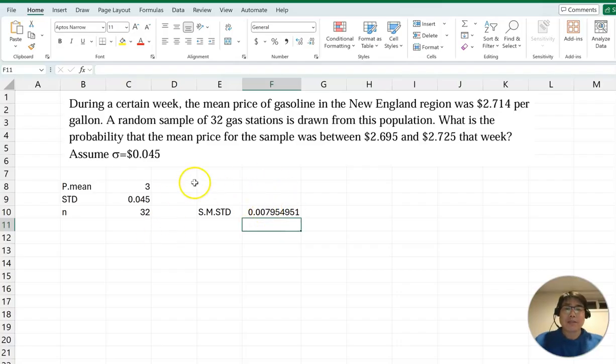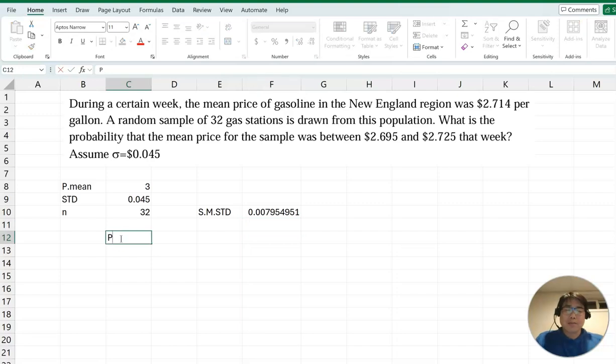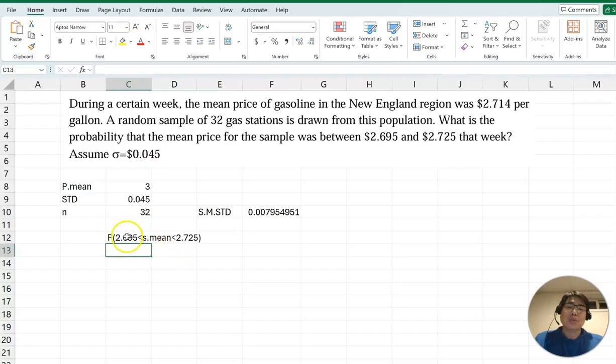Based on this example, I can write the probability that the sample mean is between 2.695 and 2.725. That's the question here. Since we see two different sampling mean values, you need to generate two different normal distribution commands and then subtract them. When you do so, you always take the normal distribution for the bigger value minus the smaller value. Okay, then let's do it.